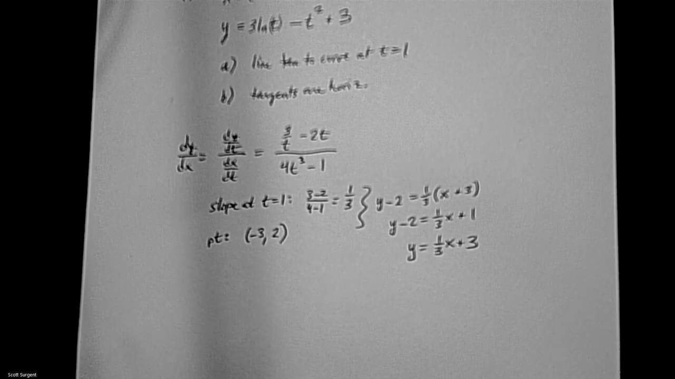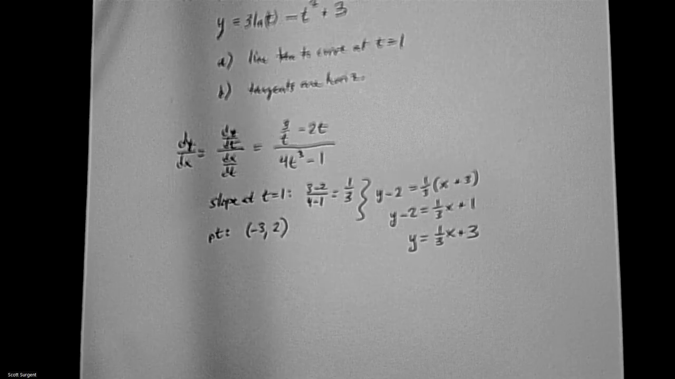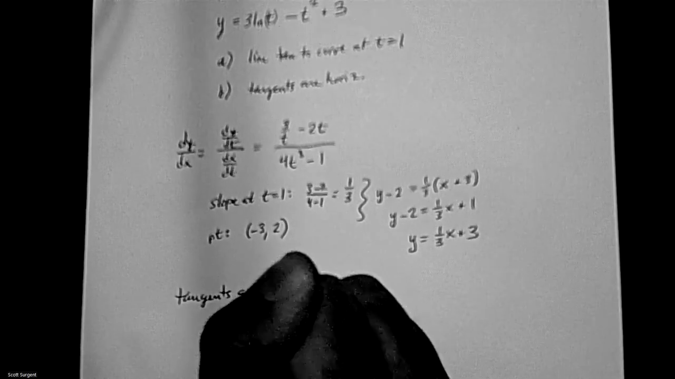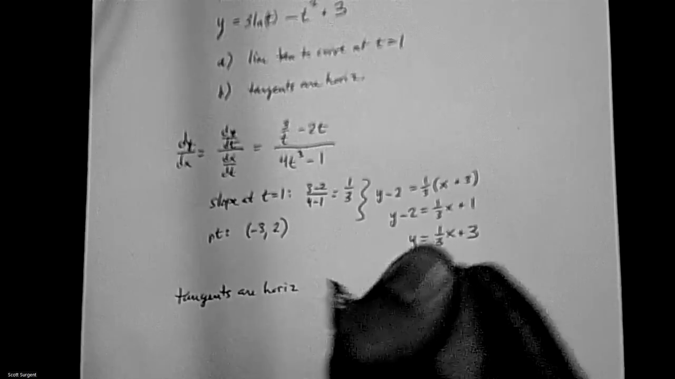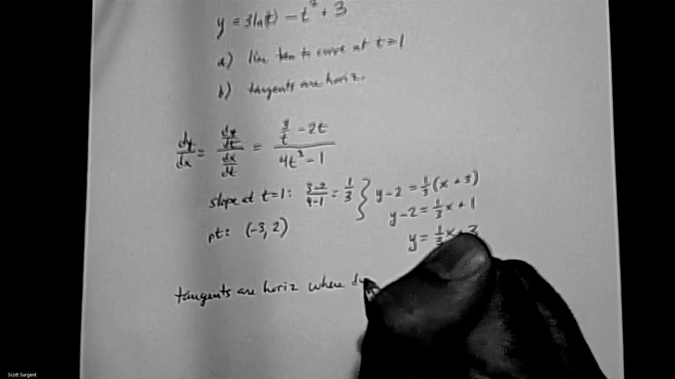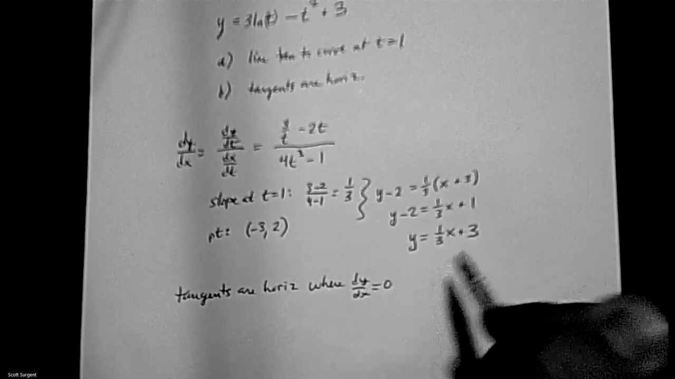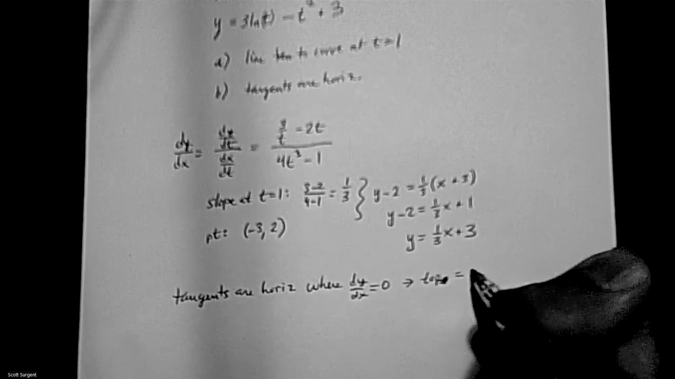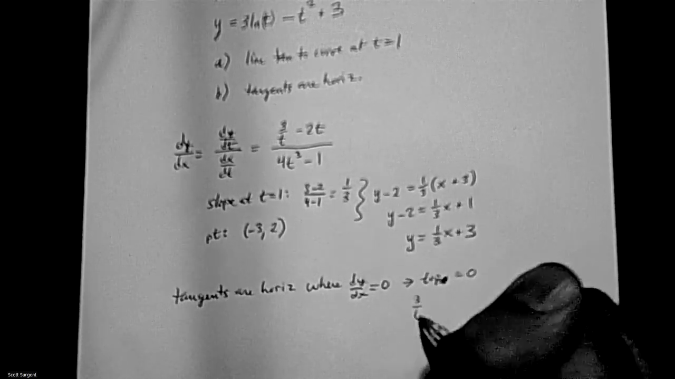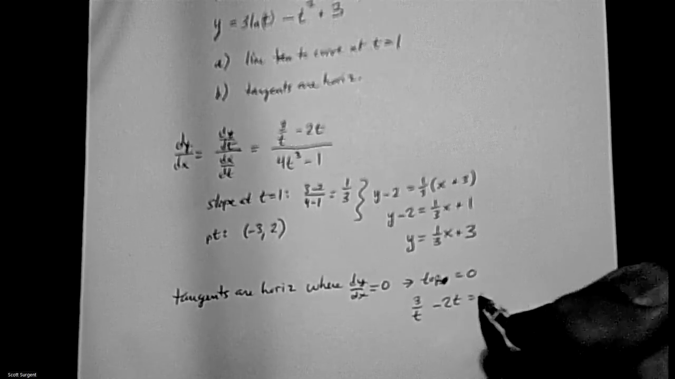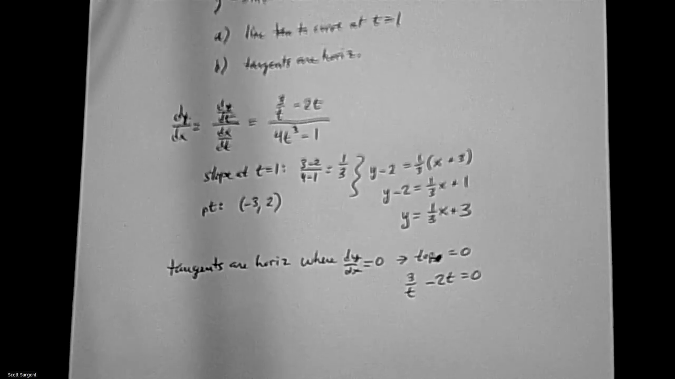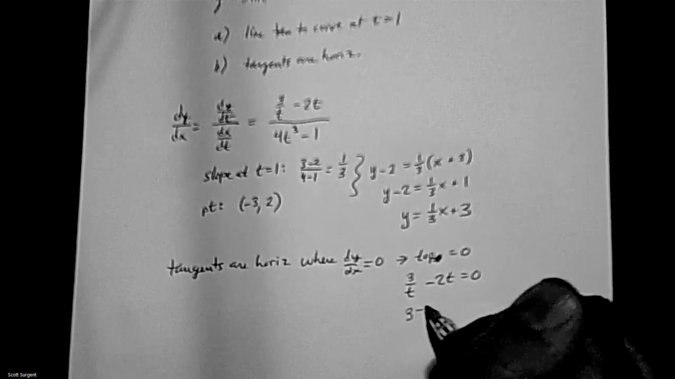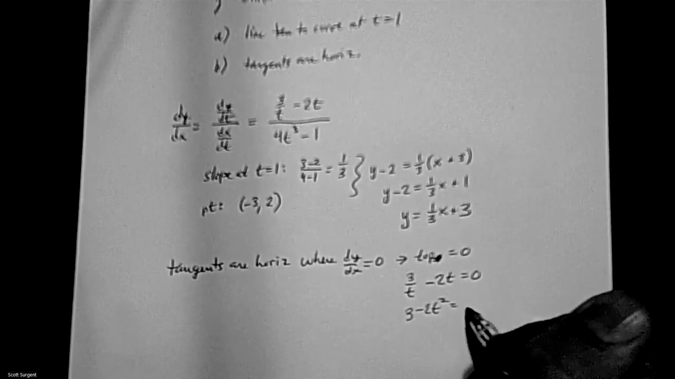We want to find then where the tangents are horizontal. So the tangents are horizontal where dy/dx is 0. So that's the same as setting the top to 0. So I go 3 over t minus 2t equals 0. And I just have to work that out. So if I multiply by t, I get 3 minus 2t squared equals 0.